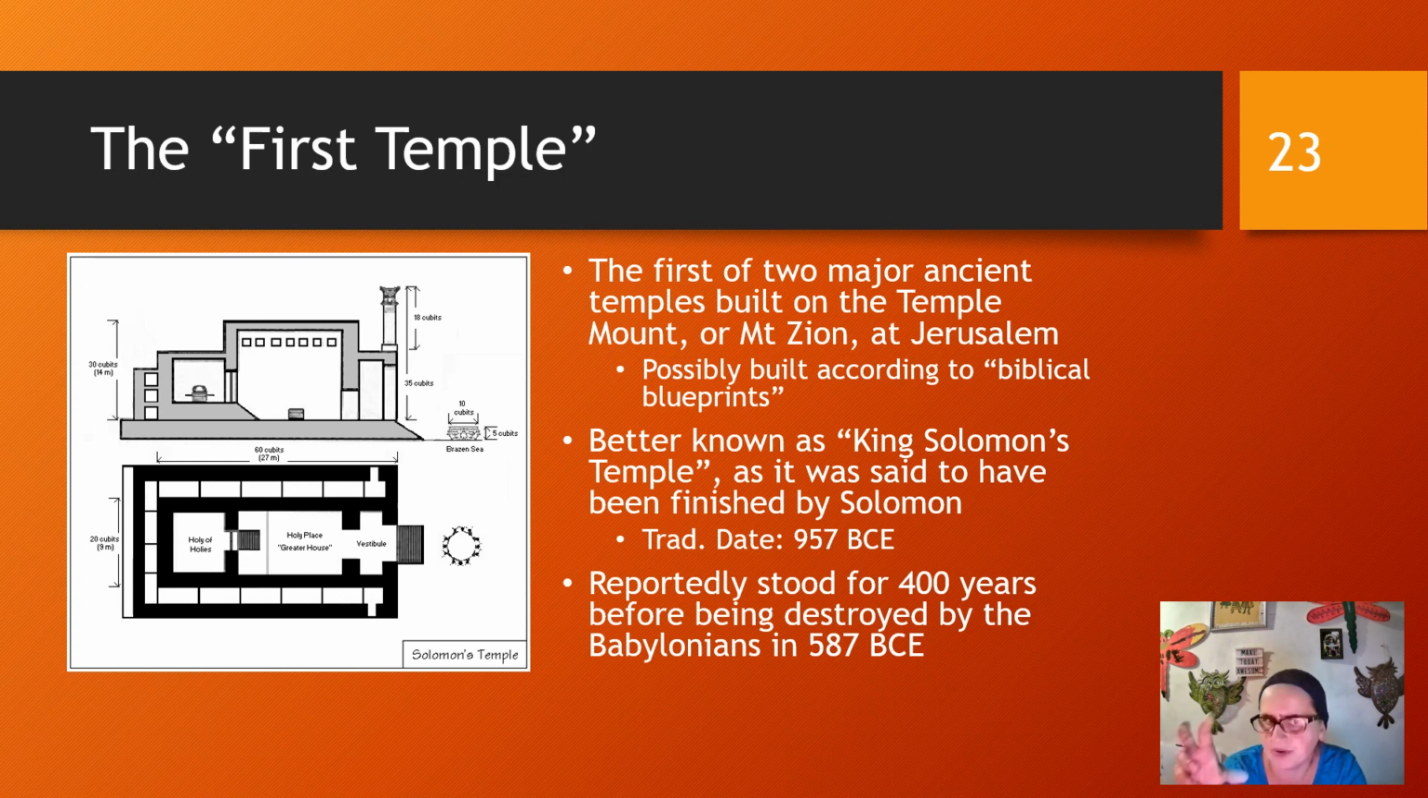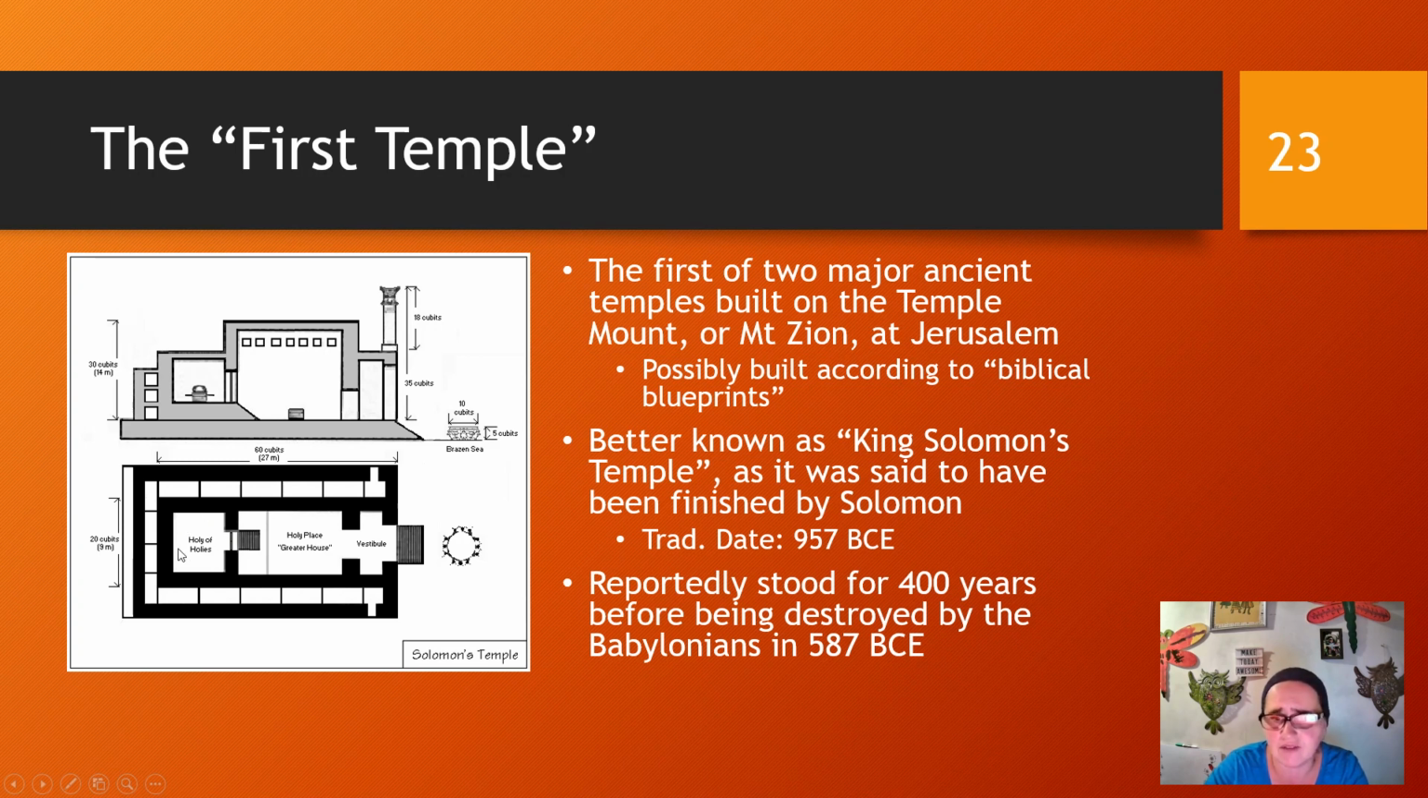This temple included the Holy of Holies here. Now, the second temple, and we'll get to why there's a first temple and a second temple, the Holy of Holies here reportedly held the Ark of the Covenant. So the original tablets from Moses, written by God, were housed within the Holy of Holies.